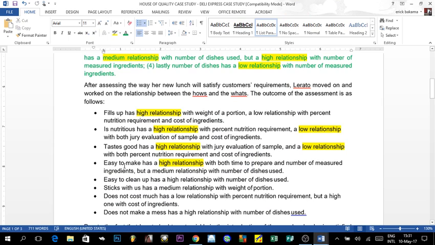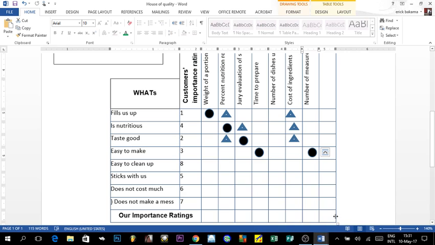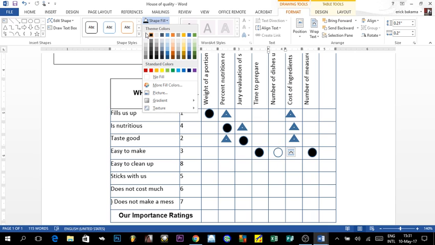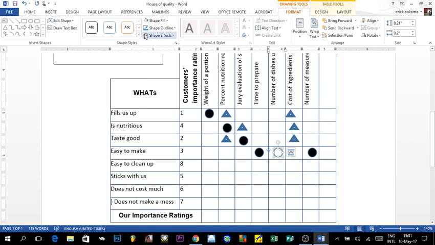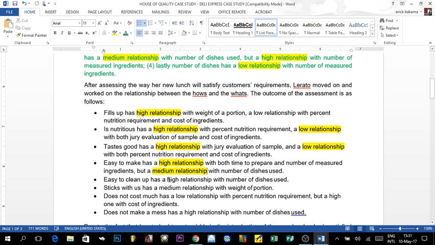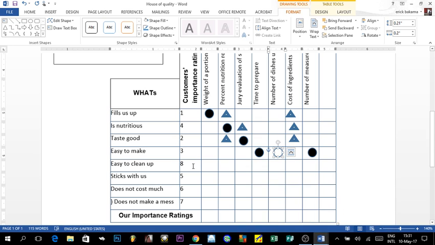And then they also say that easy to make has a medium relationship with the number of dishes used. So the relationship is medium with the number of dishes, and for the medium, the symbol is not the same. This one is empty, so we don't fill that part. Now, easy to clean has a high relationship with the number of dishes that they use. The number of dishes is somewhere here, and they say that the relationship is high, so we fill it somewhere here.